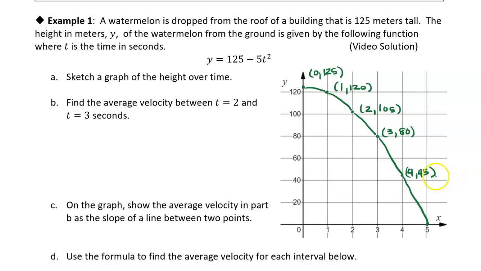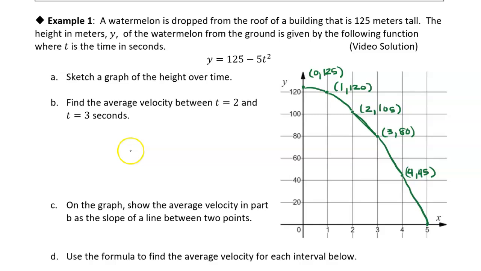All right, so the next question is just asking us to find the average velocity between 2 and 3. Now, if you remember, to find that average velocity, we're just going to find the slope of the line between those 2 points. Okay, so there's my line. Okay, so there's my line.